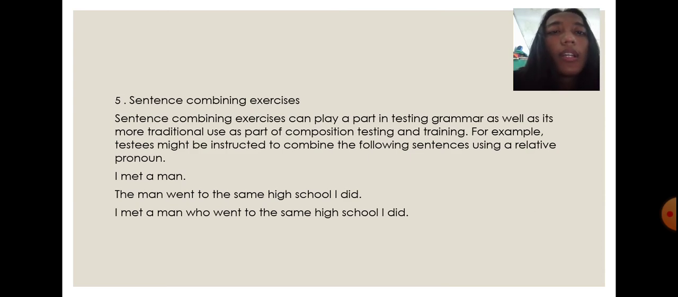Number five, sentence combining exercise. Sentence combining exercise can play a part in testing grammar as well as its more traditional use as part of composition testing and training. For example, testees might be instructed to combine the following sentences using a relative pronoun. I met a man. The man went to the same high school I did. I met a man who went to the same high school I did.